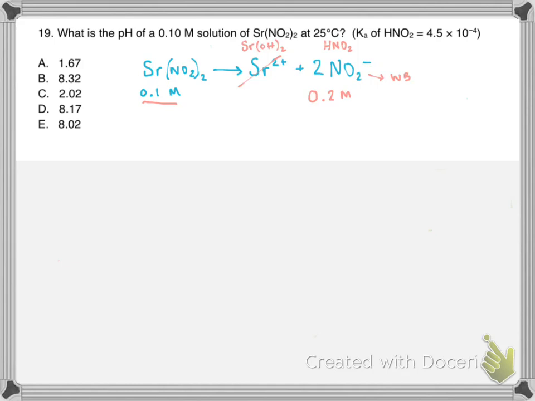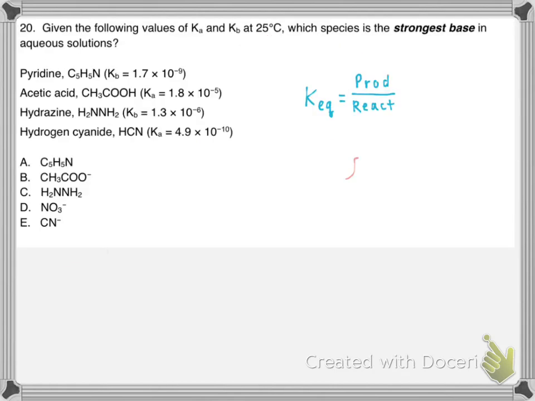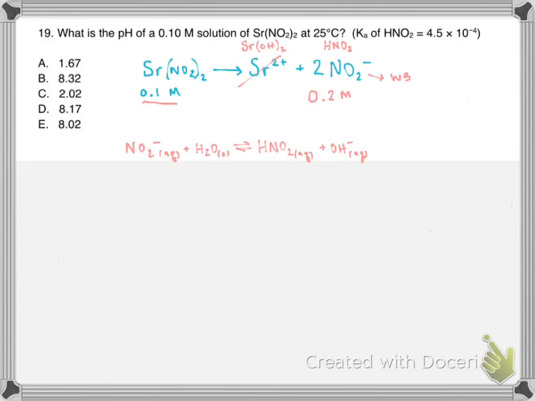And so now I'm going to have to say I have NO2 minus in solution, and it can react with water, and it's basic, so it's going to steal a proton off of that water. And leave behind hydroxide, which will then be our key to pH. And so we can go ahead and ice this out.